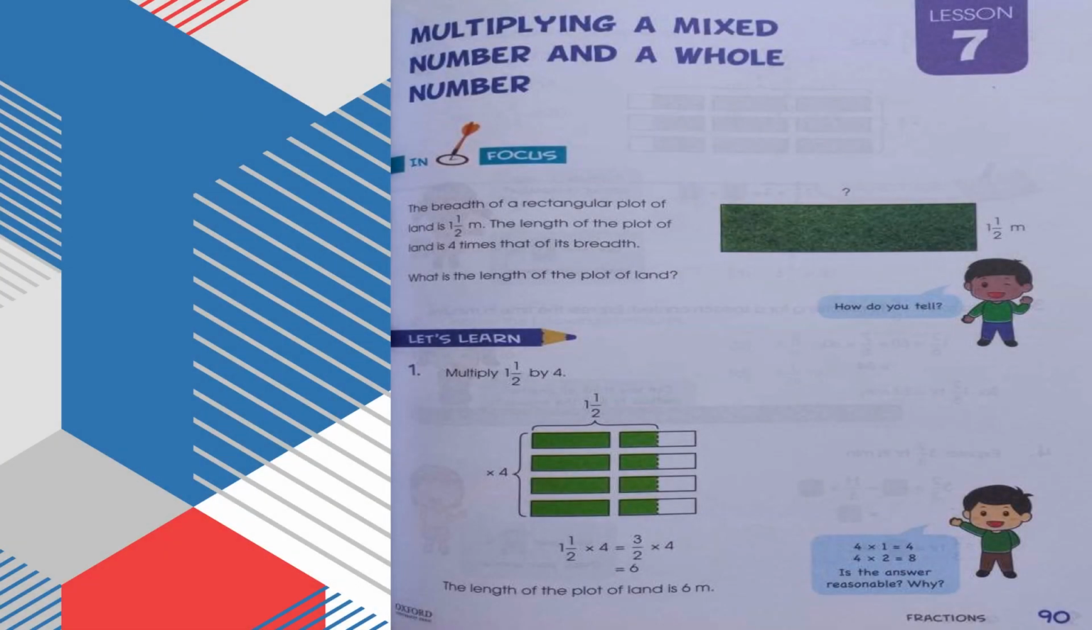In this video we are going to cover lesson number 7, which is multiplying a mixed number and a whole number, of chapter 4, fractions.